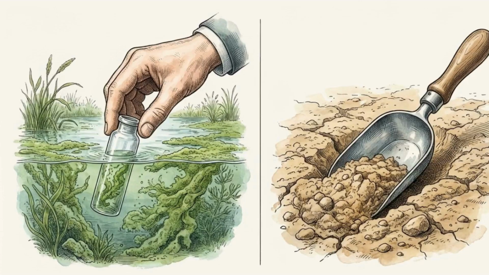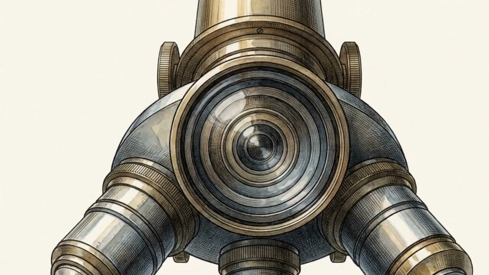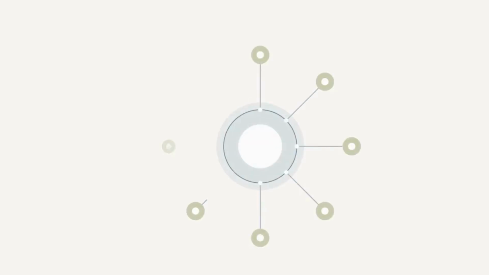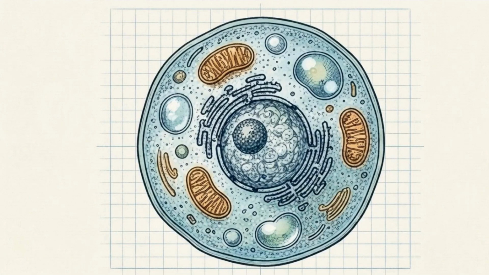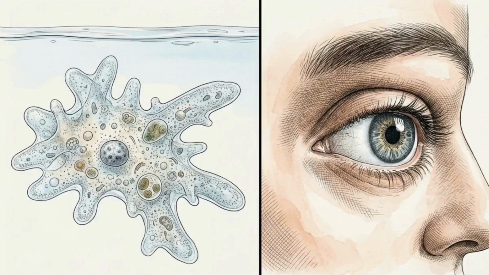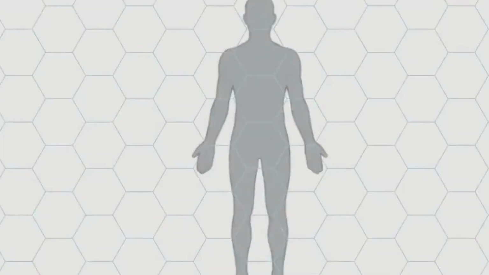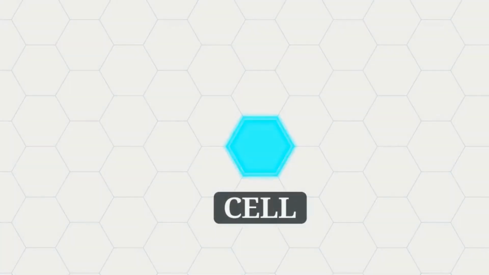Whether we are scooping water from a local pond or searching for microbes on Mars, discovering life requires looking past the surface. We have to test for very specific, hidden operational rules. The first rule is cellular organization. Whether we are looking at a single microscopic pond organism or a human being, the cell is the non-negotiable structural and functional unit of life.